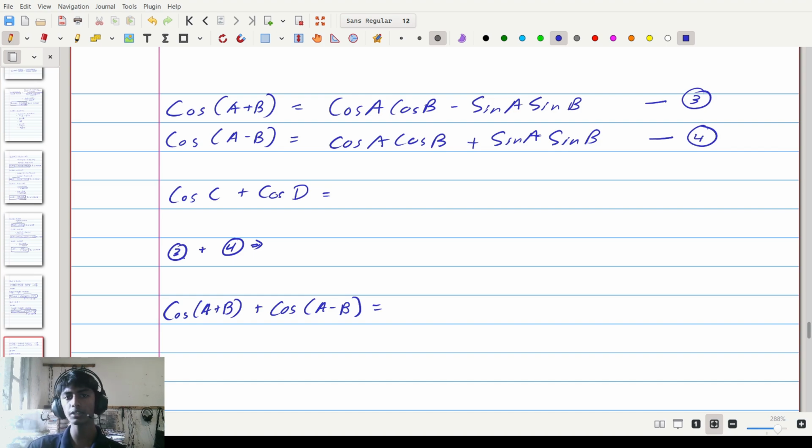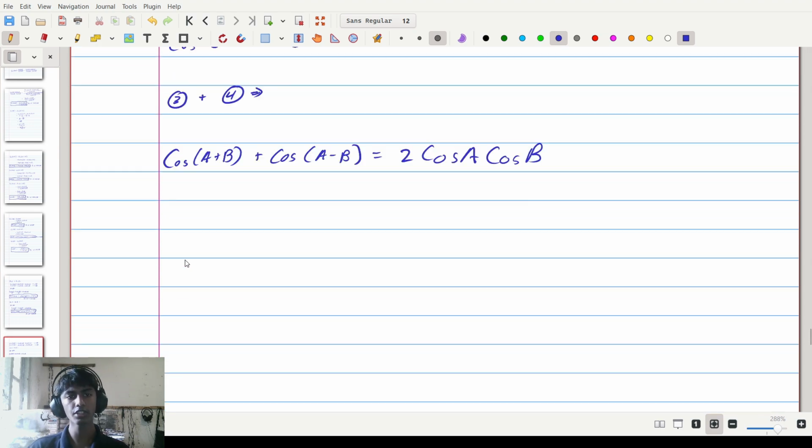So here, if we add the two right hand sides together, these two will cancel because we have minus sine A sine B and plus sine A sine B, so they are gone. And these two cosine A cosine B's will add together. So we have 2 cosine A cosine B's, which means the right hand side is equal to 2 cosine of A cosine of B.